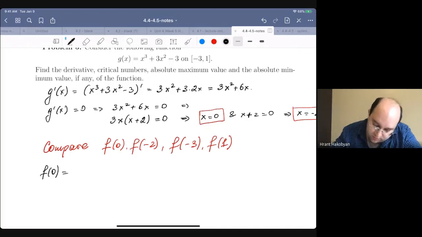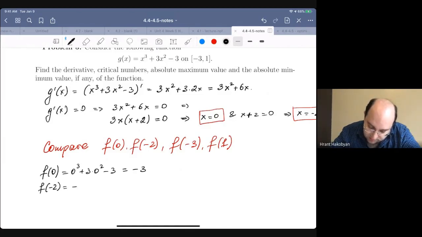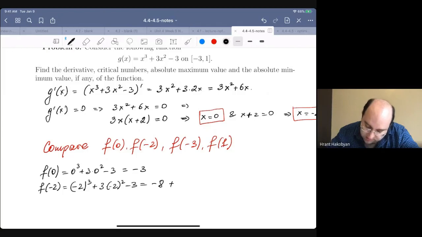f at 0 is going to be 0 to the power 3 plus 3 times 0 squared minus 3, so it's negative 3. f at negative 2 is going to be negative 2 to the power 3 plus 3 times negative 2 squared minus 3. So that's equal to negative 8 plus 3 times 4, which is 12, minus 3. So that's 4 minus 3, which is 1.